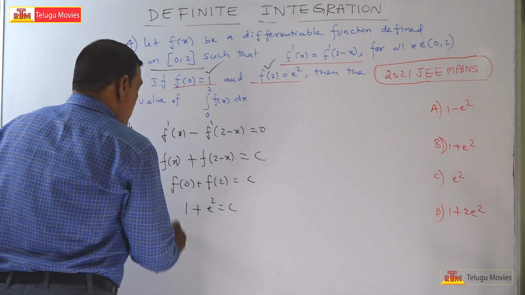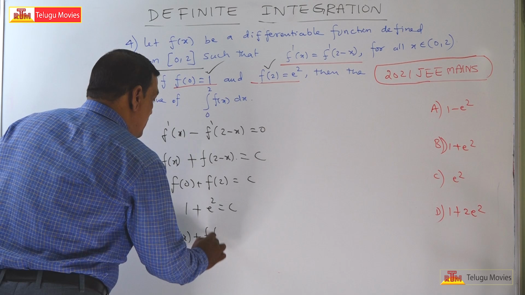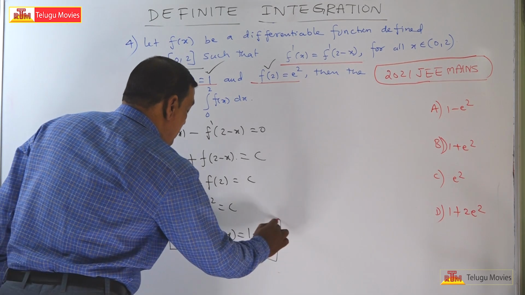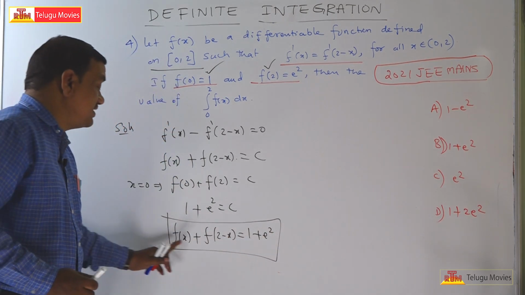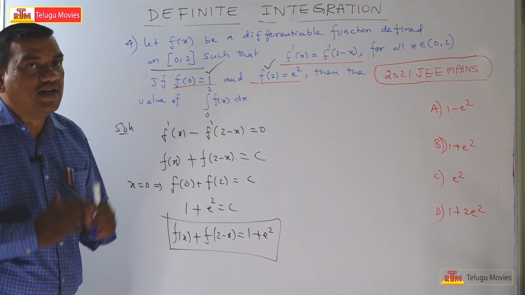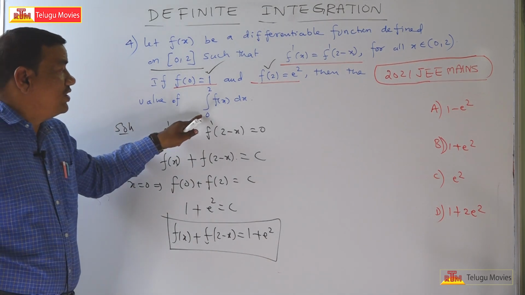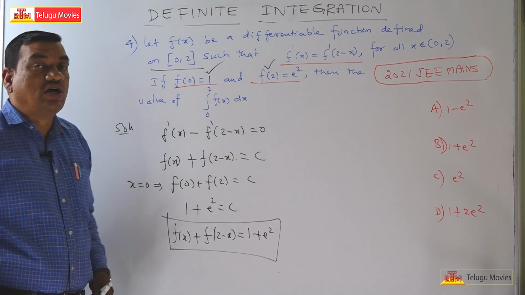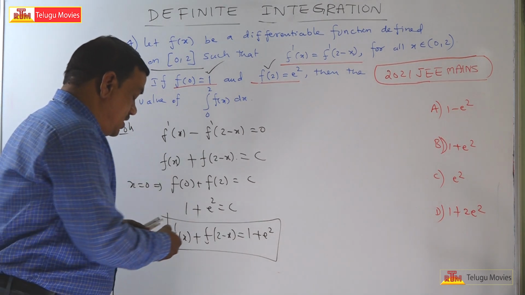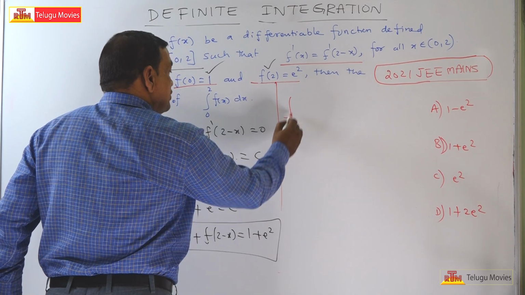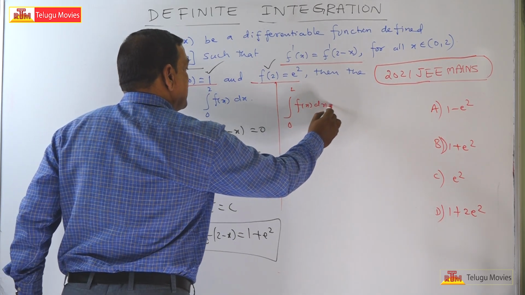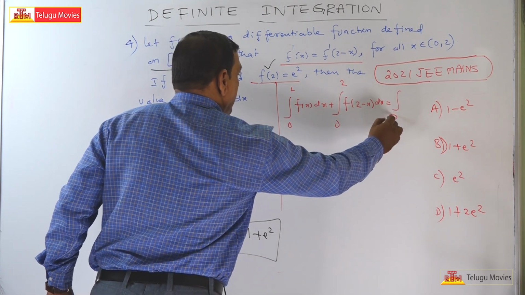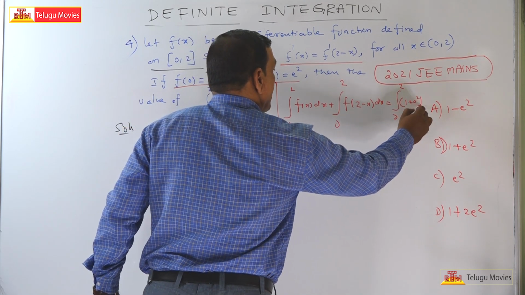So, on the whole, what is your function? f of x plus f of 2 minus x is equal to 1 plus e square. So, this is your function. Now, what have to find out? The integral 0 to 2 of f of x dx. So, integrate this function from 0 to 2 on either side. Then what happens? Integral 0 to 2 f of x dx plus integral 0 to 2 f of 2 minus x dx is equal to integral 0 to 2 of 1 plus e square dx.